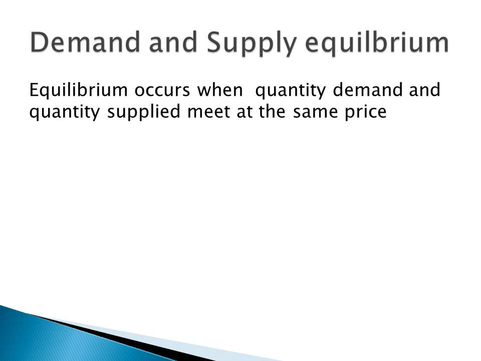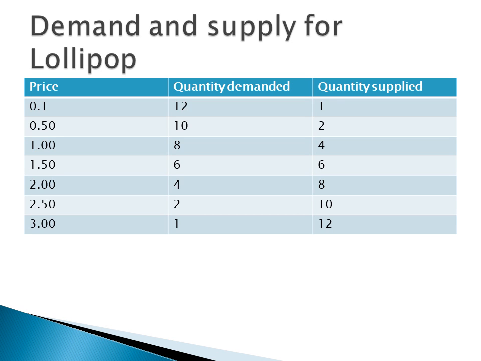Demand and supply equilibrium occurs when quantity demanded and quantity supplied meet at the same price. Let us look at this demand and supply for lollipops. At different prices, the quantity demanded and the quantity supplied are reflected here on the schedule. Now, if we plot this demand and supply equilibrium, we are going to arrive at a graph that shows the quantity demanded and the quantity supplied intersecting at the same price.